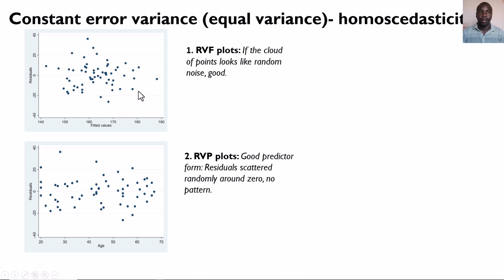Here are the two graphs that we've just run. So for RVF, if the cloud of points looks like random noise, that's good. The assumption has been fulfilled. There is constant error variance.